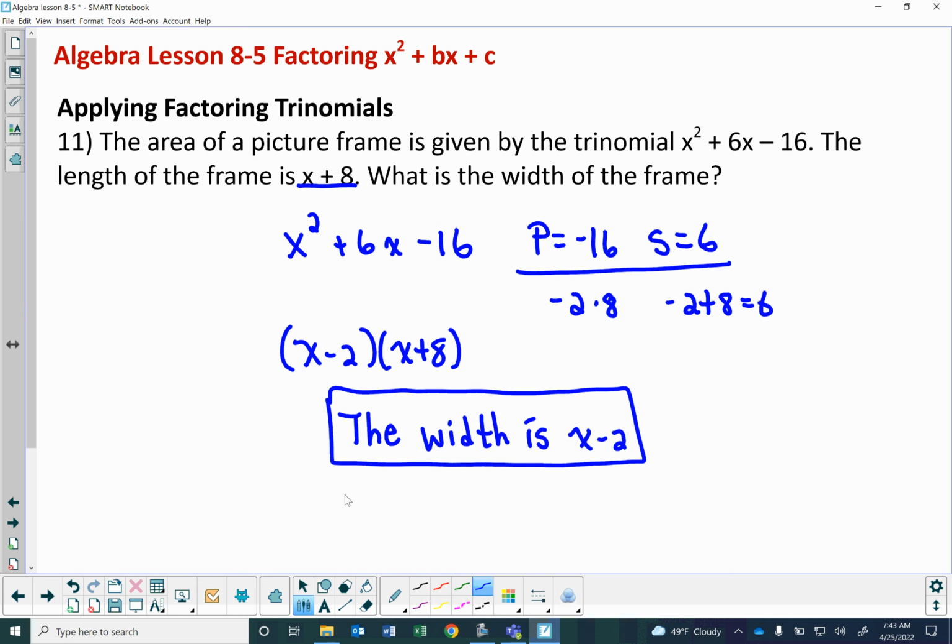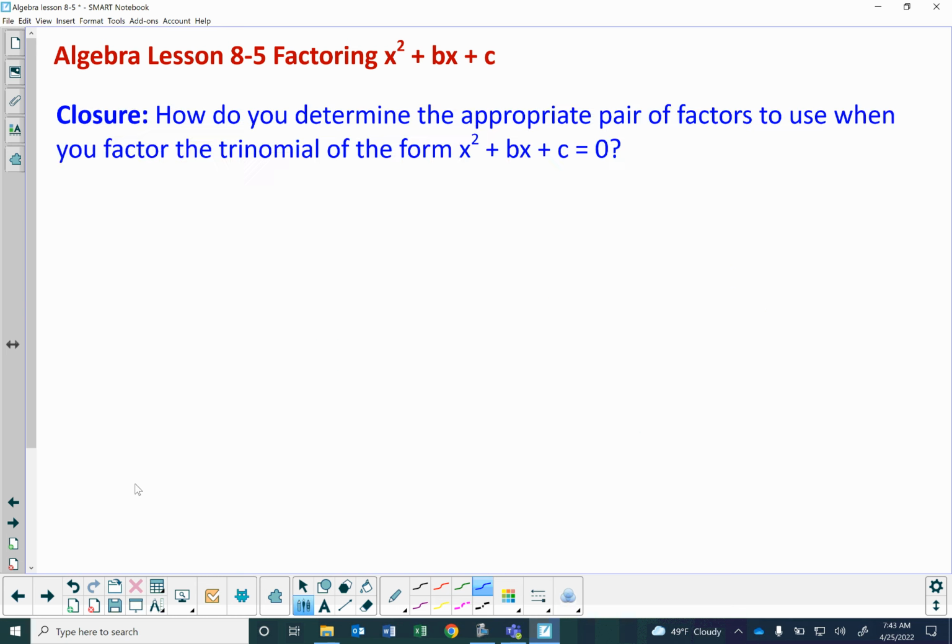So our closure question for today. How do you determine the appropriate pair of factors to use when you factor the trinomial of the form x squared plus bx plus c equals 0? Now, I walked you through this at least 10 times. So you should be able to explain to me in your own words how you would find the appropriate factors.